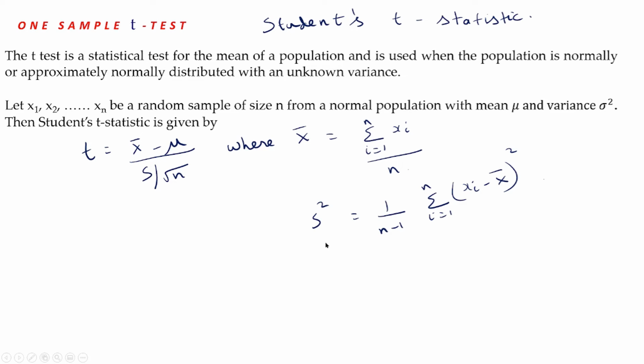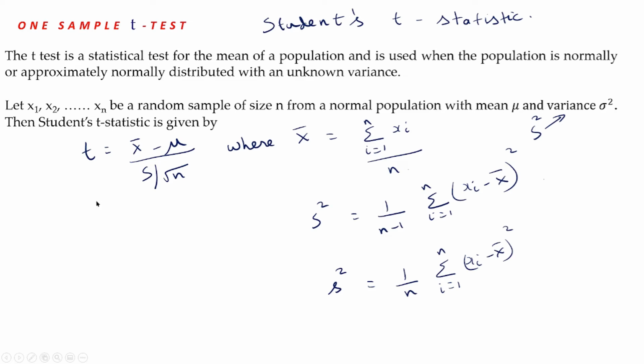This is not the sample variance. The sample variance is given by small s square and it is 1 by n summation i equal to 1 to n of (xi minus x bar) the whole square. So this is the sample variance, whereas this capital S square is an unbiased estimator for the population variance sigma square. Now these unbiased estimator, all these things need not be complicated.